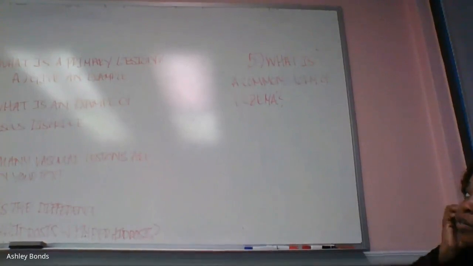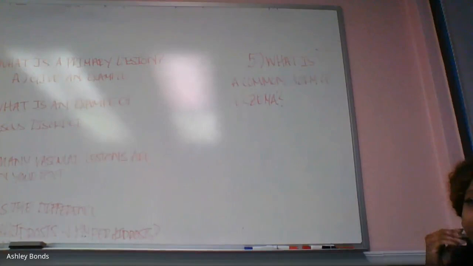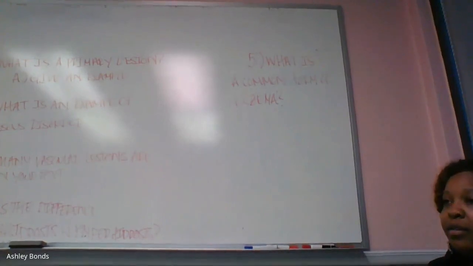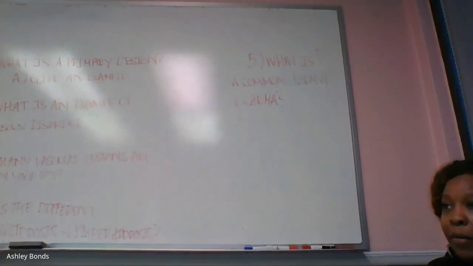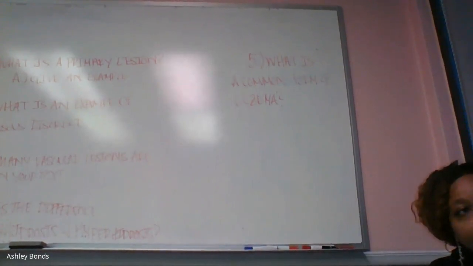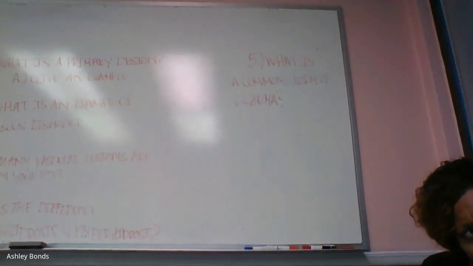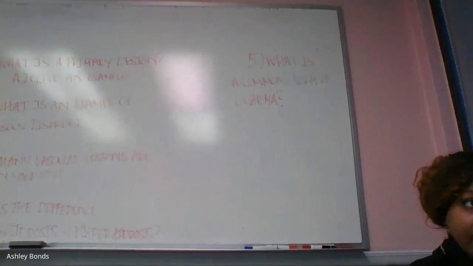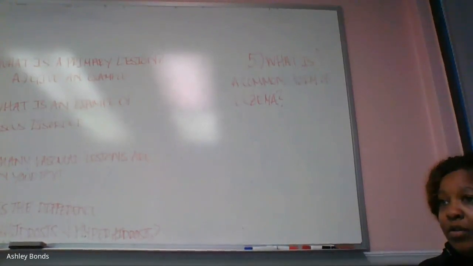Okay, what is a primary lesion in the early stages? And what are some primary lesions? Papule, pustule, macule. Which one? Nevus, that's a pigmentation. Okay. What else?